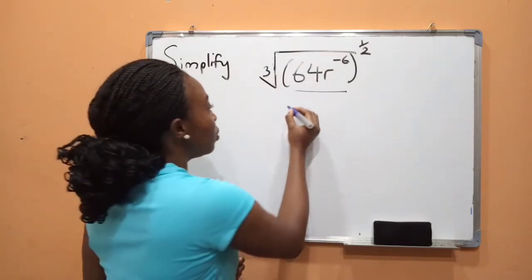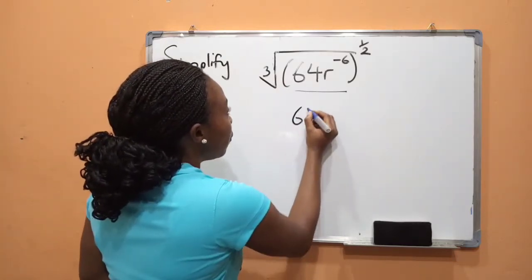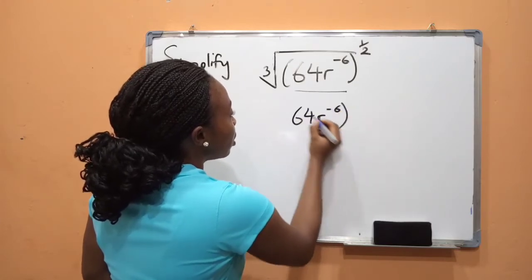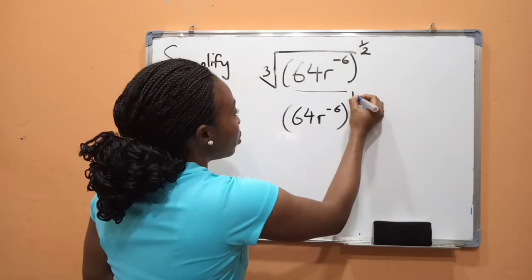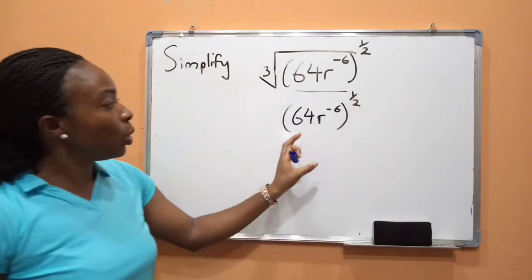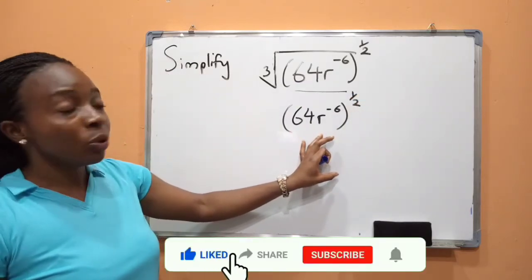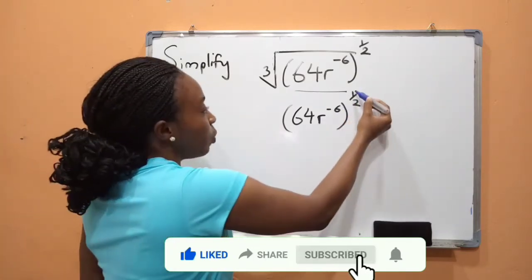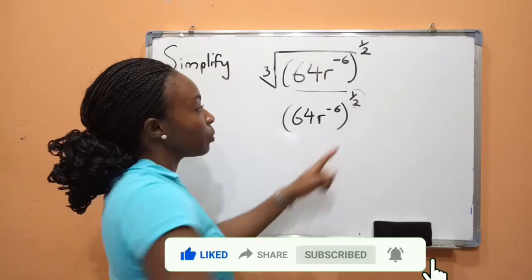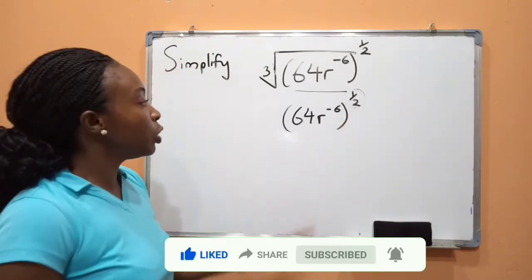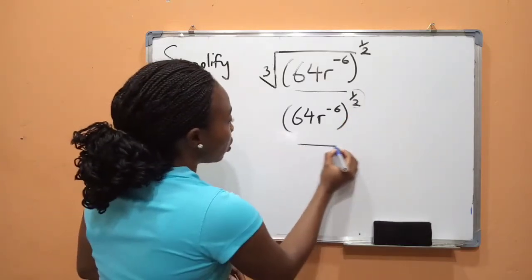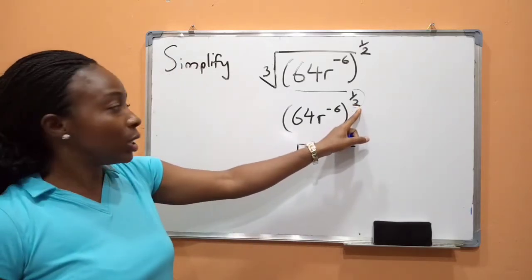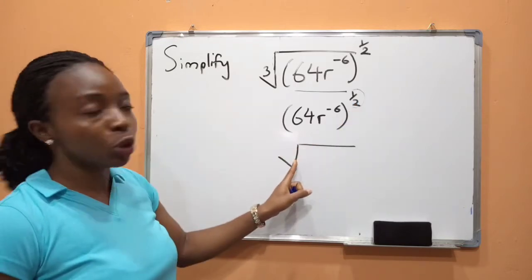In doing that, we are going to have 64r to the power of minus 6. Then we write, and then to the power of half again. When we have this now, what we are going to do is solve for this. And in solving for this, remember I told you, whenever we have a fractional exponent or power, we have the root sign. It automatically introduces that root sign, and then you have the denominator that determines what root we are finding.